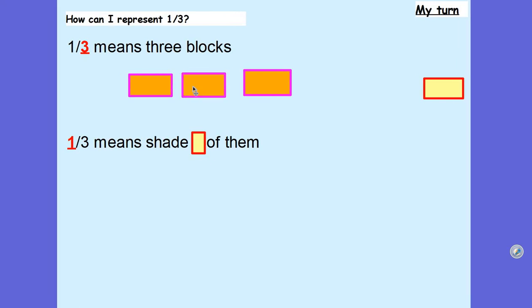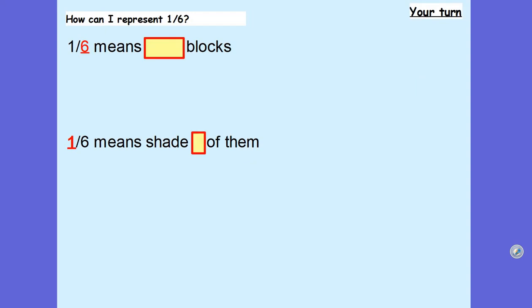So here are my 3 blocks. If I want to represent 1/3 of them, I'm going to fill those in with white. How many do I need to shade, Sarah? 1. I just need to shade 1 of those. There it is, and I've made a third. 1/3 means 3 blocks altogether, and I need to shade 1 of them.